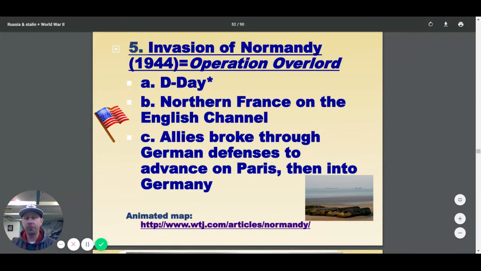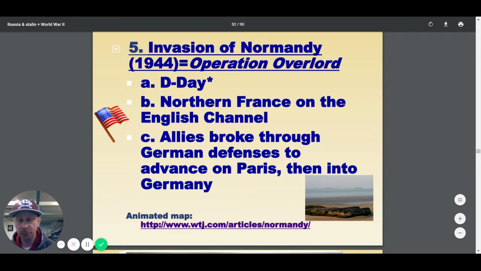And now the Allies are ready for the greatest land and sea invasion in world history, the invasion of Normandy in 1944. This is the major turning point in the war. This is called Operation Overlord, otherwise nicknamed D-Day. This is where the Allied forces are going to attack northern France on the English Channel. The Allied forces are going to break through German defenses, advance to Paris, then into Germany, and basically knock the Nazis out of the war.